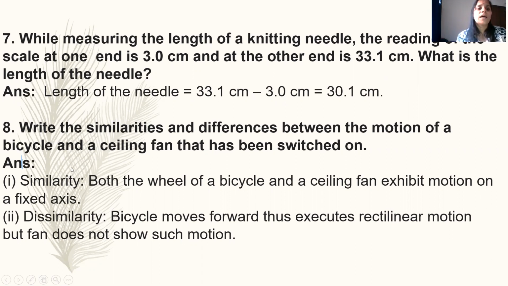Question number 8. Write the similarities and differences between the motion of a bicycle and a ceiling fan that has been switched on. Similarly, both the wheel of the bicycle and the ceiling fan rotate on a fixed axis. So which motion? The rotatory motion. The difference is that the bicycle moves forward, thus it shows rectilinear motion, while the fan stays at one place. It's not showing rectilinear motion.